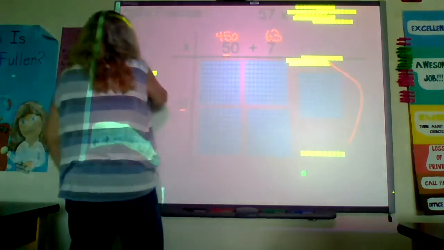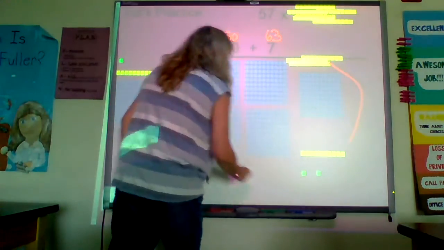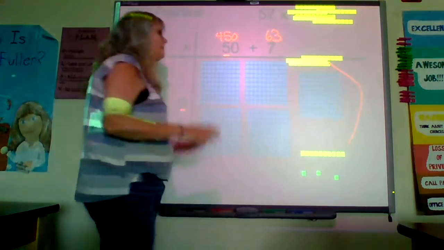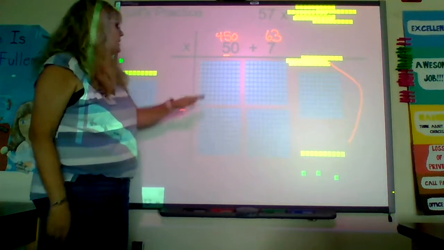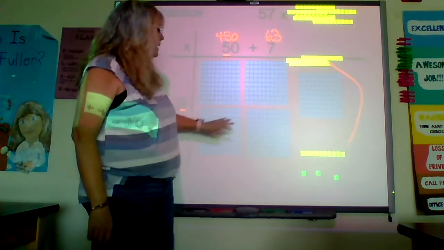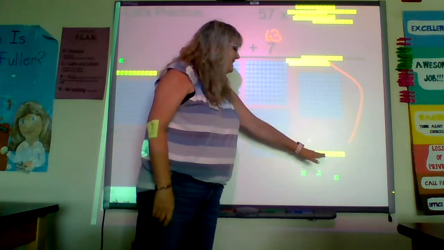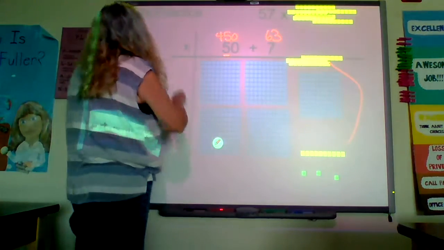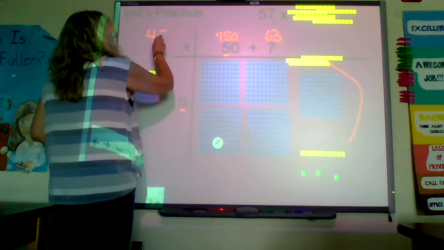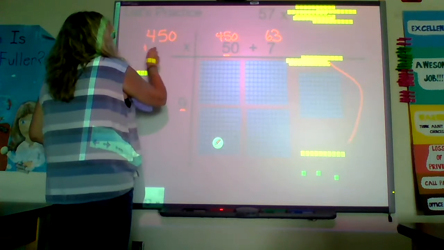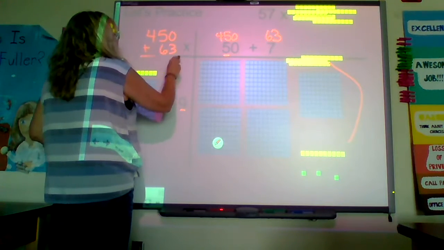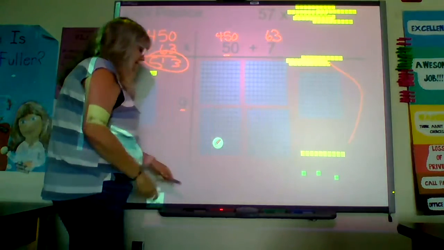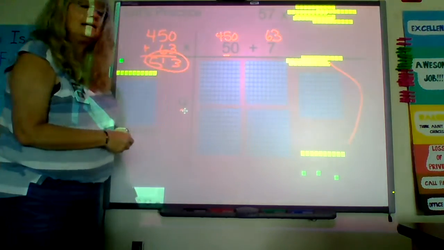1, 2, 3. If I look at my picture and I count my models first, 100, 200, 300, 400, 500, 10, 11, 12, 13. Well, let me see if my numbers added up to that. So I've got 450 plus 63 is 311. There you go. 513. Okay, let's keep going.